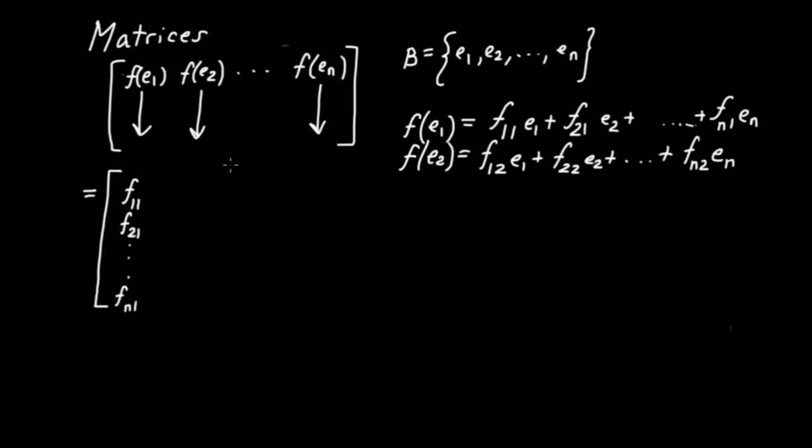And we do the same for f of E2. So we have the first component of f of E2. Next down, we have the second component of f of E2. We have F32, the third component of f of E2, all the way down to the nth component of f of E2. And you can see what's going on here. We go all the way over. This over here would be the first component of f of En. Then we have the second component of f of En, all the way down to the nth component of f of En.